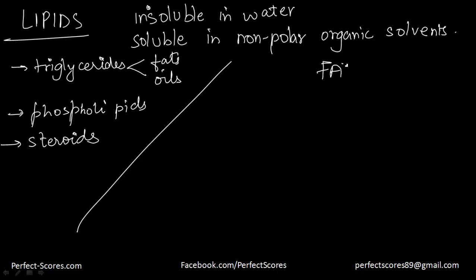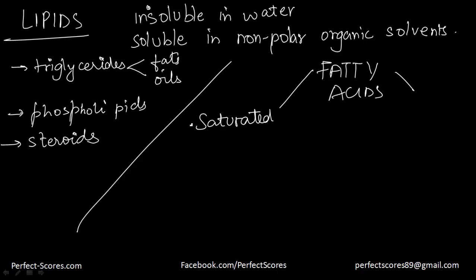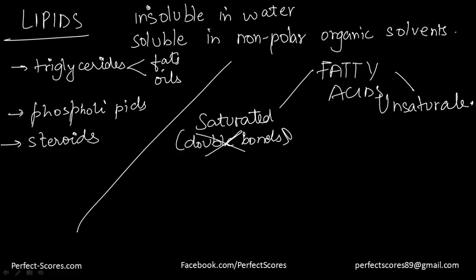That means the different kinds of fatty acids which are there. They're usually of two kinds. One is saturated. Saturated ones are the ones without any double bonds. And then you have unsaturated, which are the ones with a double bond.